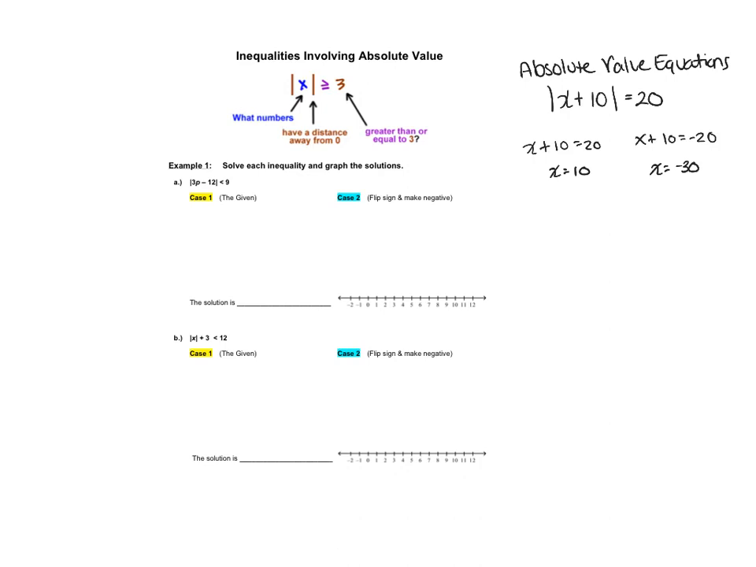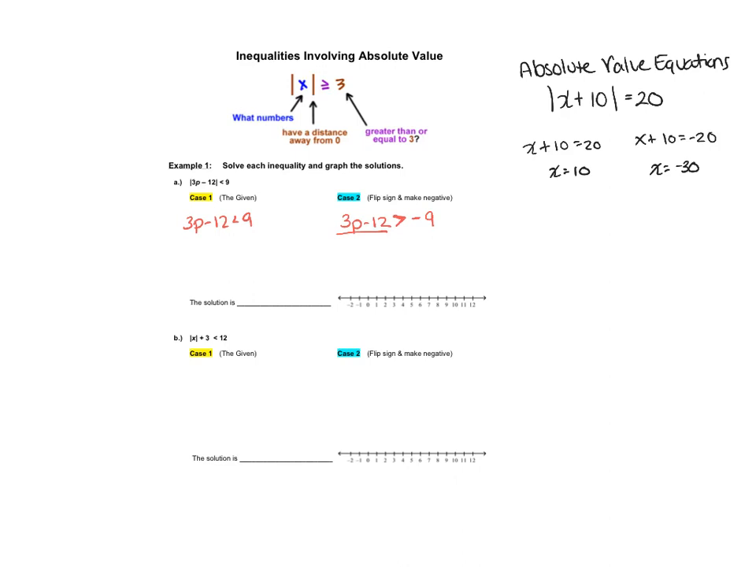Case 1 will be the given inequality, so 3p minus 12 is less than 9. And case 2 would be the flip, so flip the inequality sign and make the 9 a negative 9. Change the sign. It's kind of like keep, change, flip. You keep what was in the absolute value bars, the 3p minus 12, change the inequality symbol the other direction, and change the sign of the number after the inequality symbol.